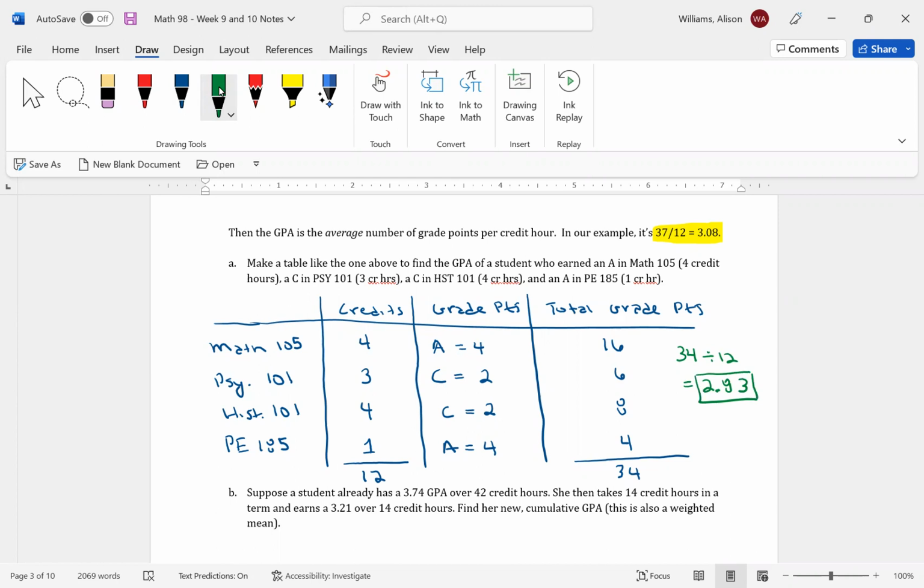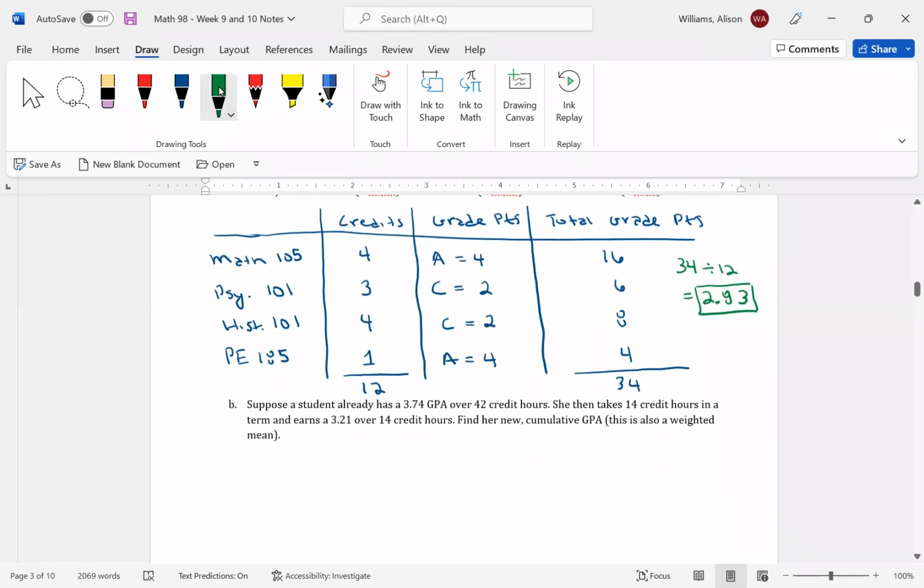Okay, so suppose a student already has a 3.74 GPA over 42 credit hours. She then takes 14 credit hours in a term and earns a 3.21 over those 14 credit hours. Let's find her new cumulative GPA. All right. So they kind of gave us a hint. They said that when you look at the cumulative GPA, it is also a weighted mean. See how they say that right here? It's also a weighted mean.